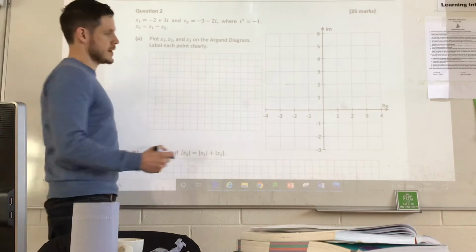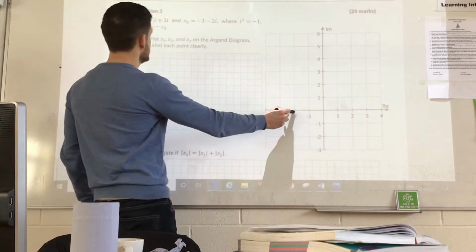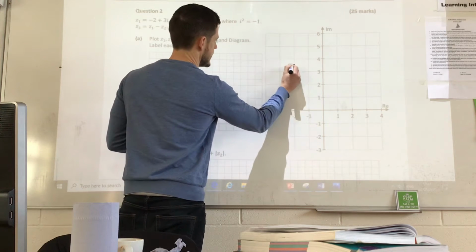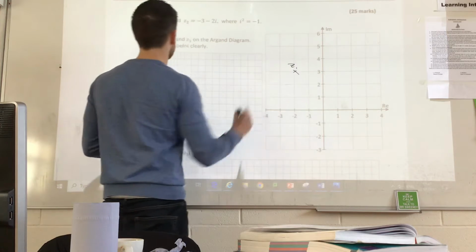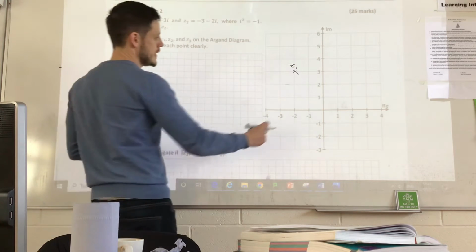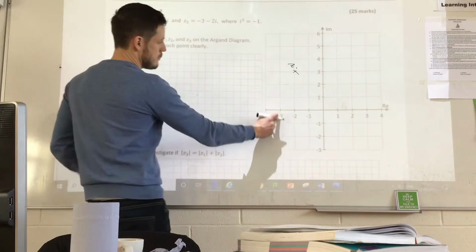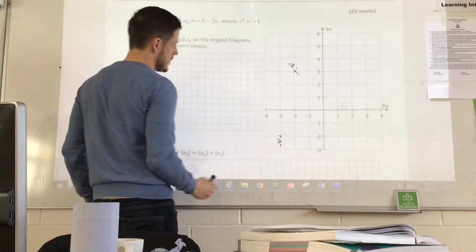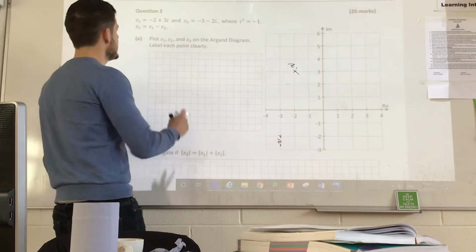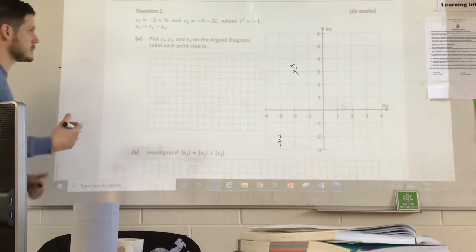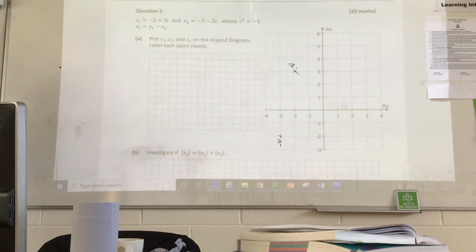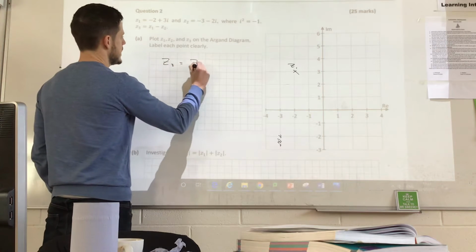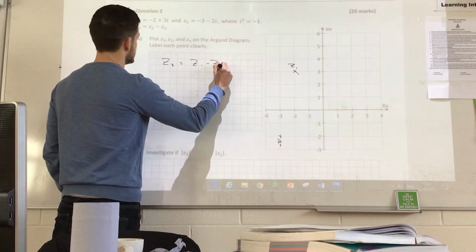So z1 is minus 2 in the real numbers, plus 3i there, so we are here. So that is z1. z2 is minus 3 in the real numbers, minus 2 in the imaginary. So that is z2 there. And finally, we need to plot z3. But in order to plot z3, you need to work out what it is. And I'm told that z3 is equal to z1 minus z2.